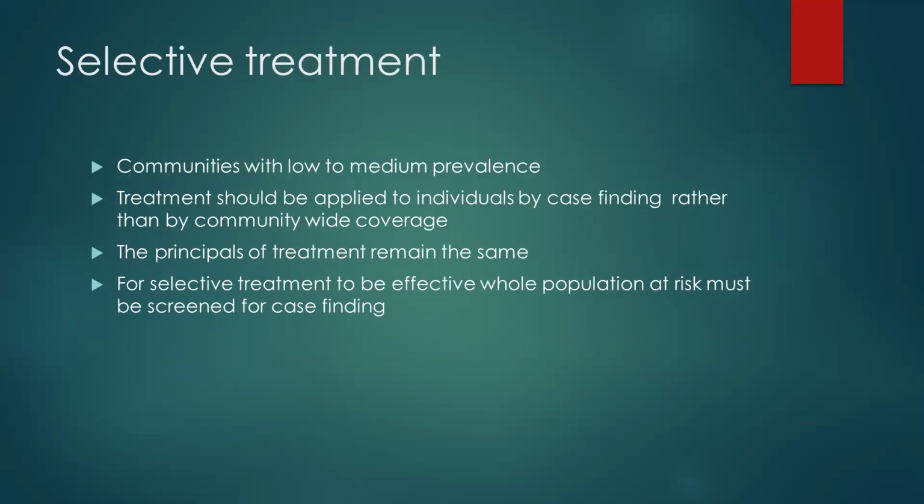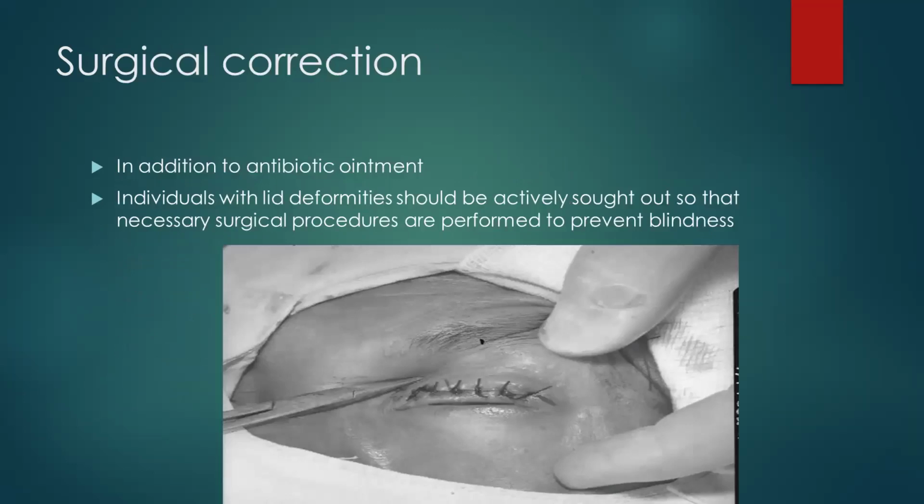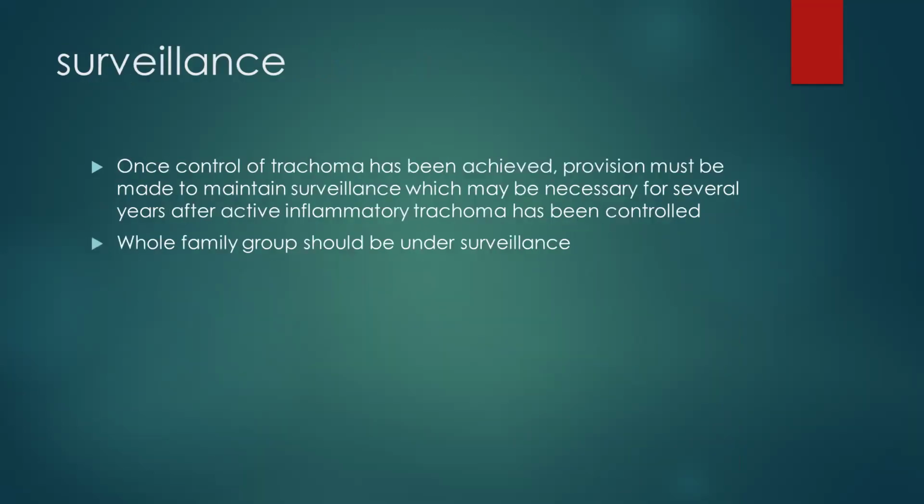Then there is selective treatment. This is recommended for communities with low to medium prevalence. The treatment should be applied to individuals by case finding rather than by community-wide coverage. The principles of treatment remain the same. For selective treatment to be effective, the whole population at risk must be screened for case finding. Then there is surgical correction. In addition to antibiotic treatment, surgery is recommended for individuals with lid deformity. Such cases should be actively sought out so that necessary surgical procedures are performed to prevent blindness.